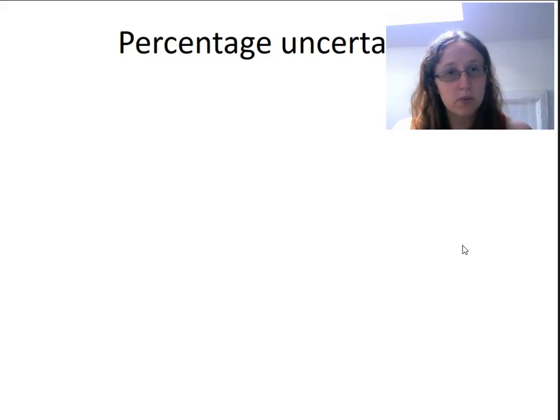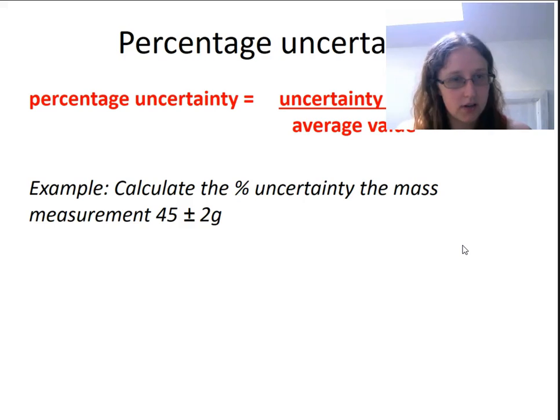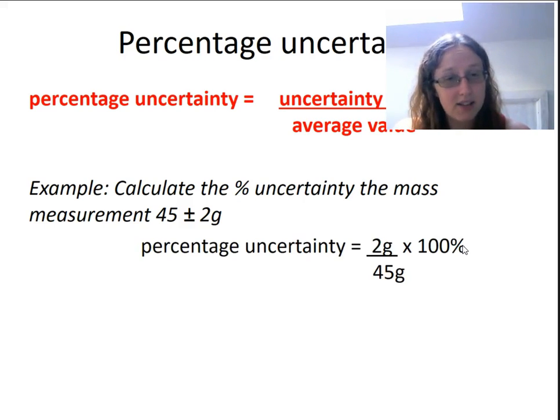So, as a general rule, to find percentage uncertainty, you do uncertainty divided by the average value times 100. So, for instance, if I've got something that is 45 grams plus or minus 2 grams, to calculate the percentage uncertainty, I do 2 over 45 times 100, which gives me 4.44%. Easy peasy.